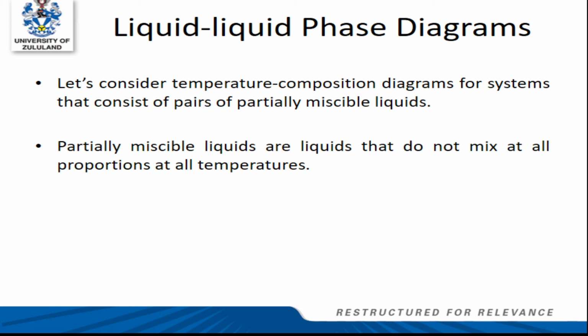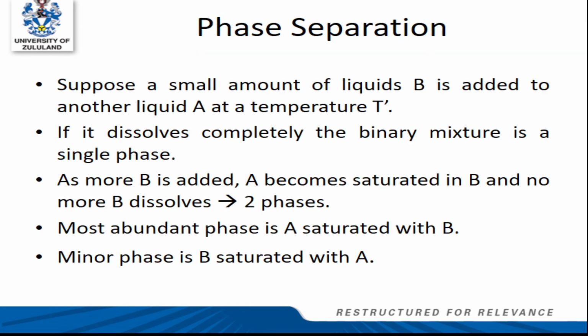Okay, moving forward about this liquid phase diagram. Let's consider the temperature composition diagrams for the system that consists of partially miscible liquids. When you talk about partially miscible liquids, we are basically talking about liquids that do not mix in all proportions at all temperatures. So they don't mix at all. Okay, suppose we have a small amount of liquid B.